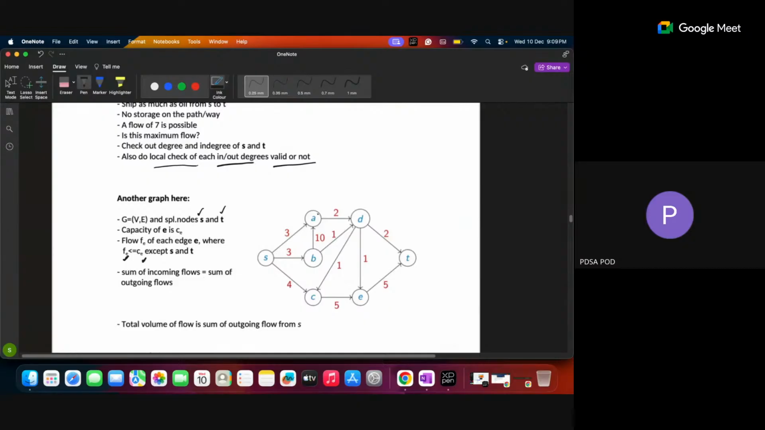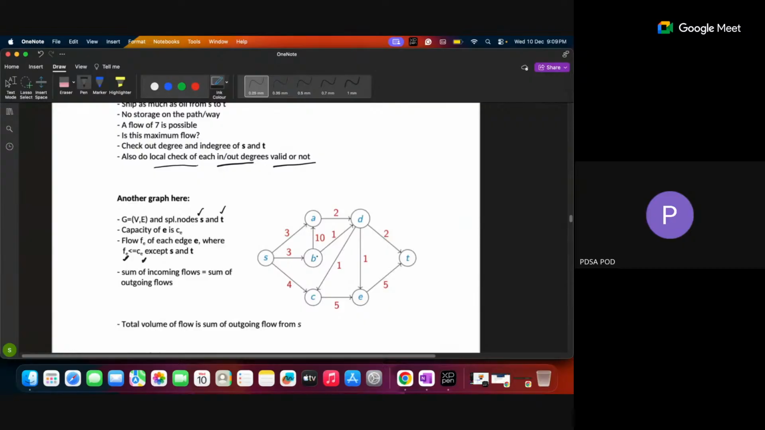Let's check it. What is the incoming flow for A? 3. Is it right? Yes. The outgoing flow for A is 2 only. So that means we cannot take the 3 flow from S to A and send it from A. We need to send only 2. So 2 flow comes to A, and immediately from A I can send 2. No problem.